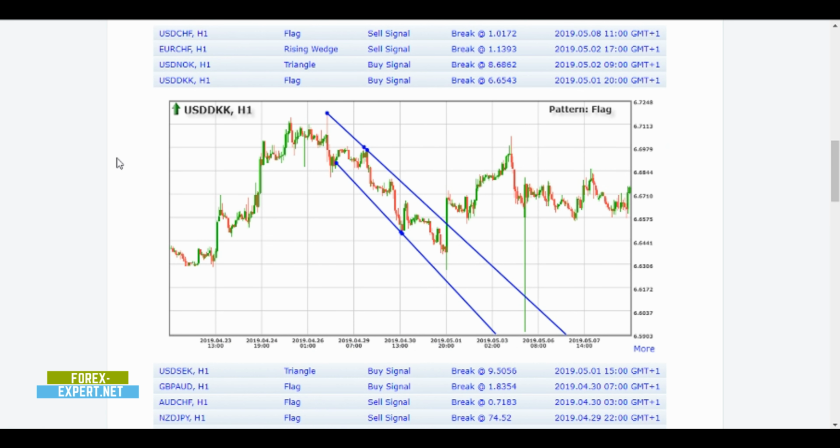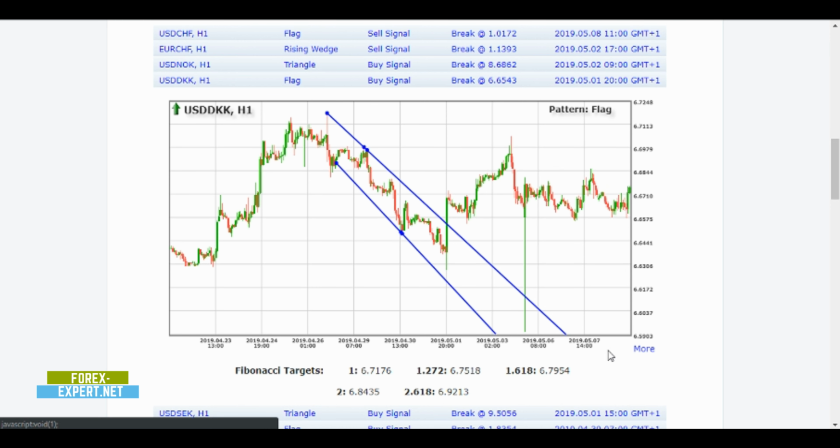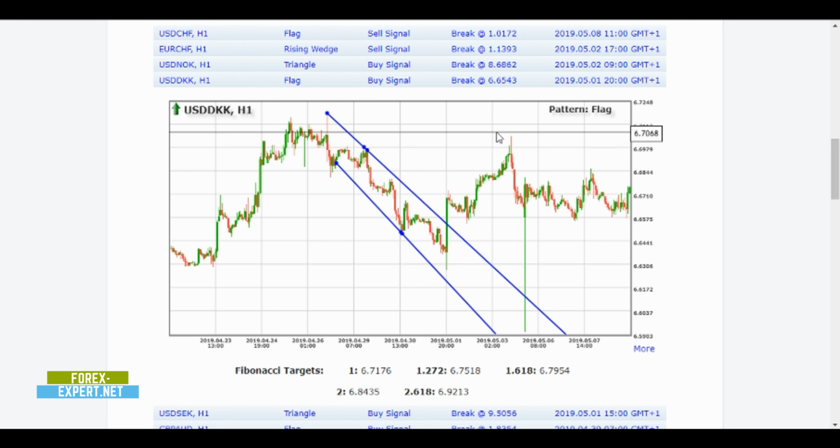So let's take a look at other completed patterns. Well, in this case, it was not so bad, the momentum of the trend, and we have a flag buy signal, but I don't think it was good. It didn't hit the first target, so it wasn't so good.